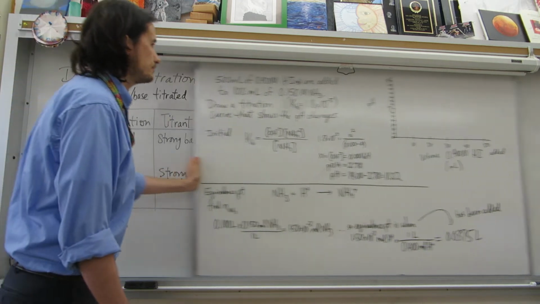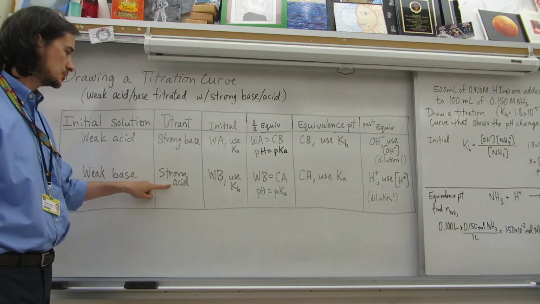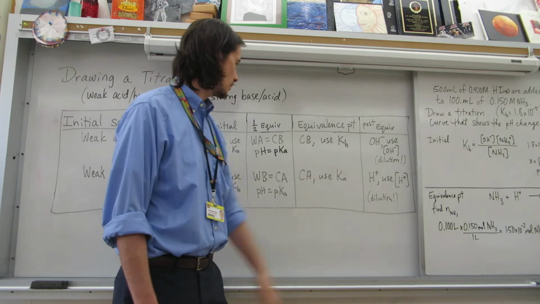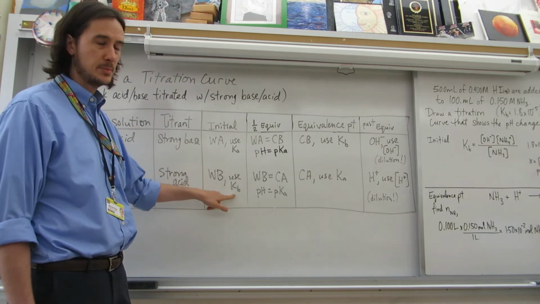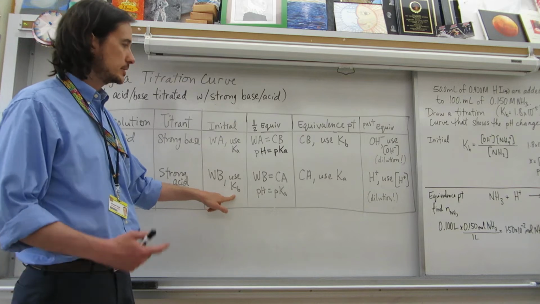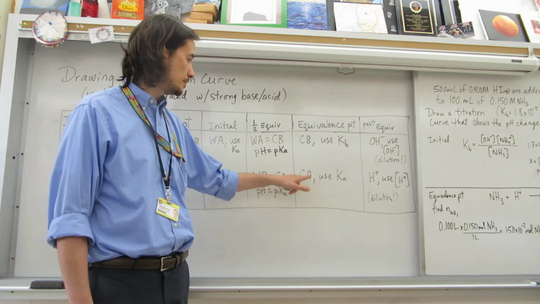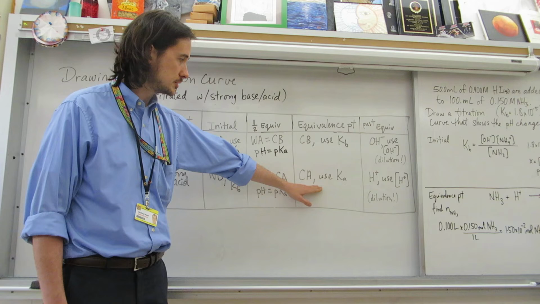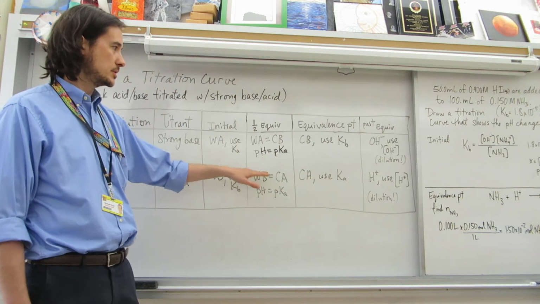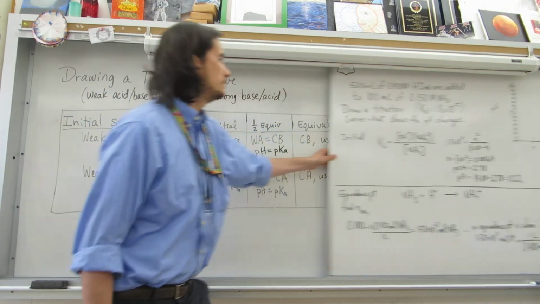All right, so we're dealing with this situation. We're starting with a weak base, adding a strong acid. So this is what we're going to do. Well, first, we need to find the initial pH. We're going to use Kb to find that. The next point that you want to find is the pH at the equivalence point, because once you know where the equivalence point is, it's very easy to position the half equivalence point. So we're going to do this one first and then this one.